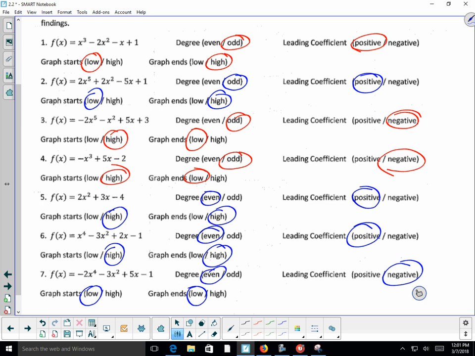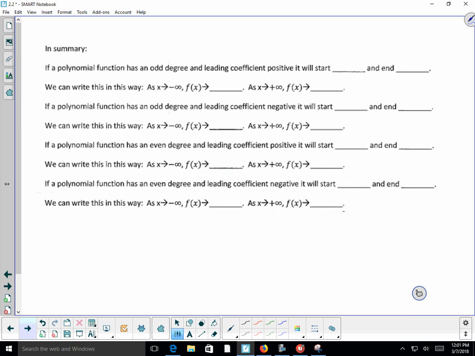Okay, so hopefully we're seeing some patterns there, so we can answer these follow-up questions. If a polynomial function has an odd degree and a positive leading coefficient, it will start what and end what? What do you say about that, Robert? It will start low and end high. Do people agree with that? Okay, and we can write that in this way.